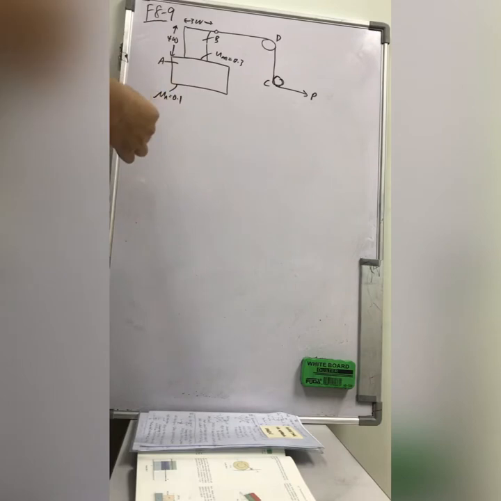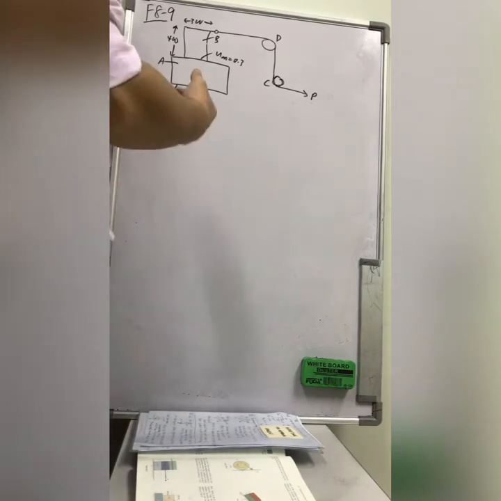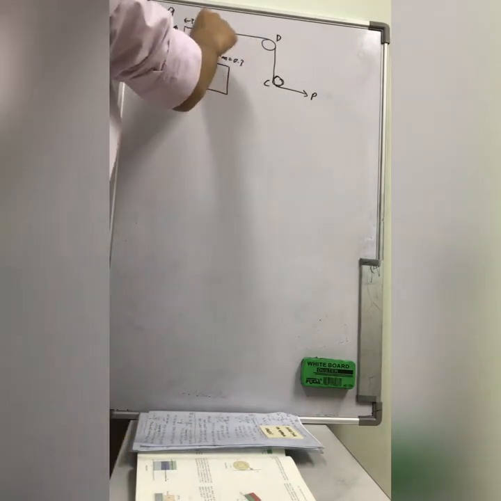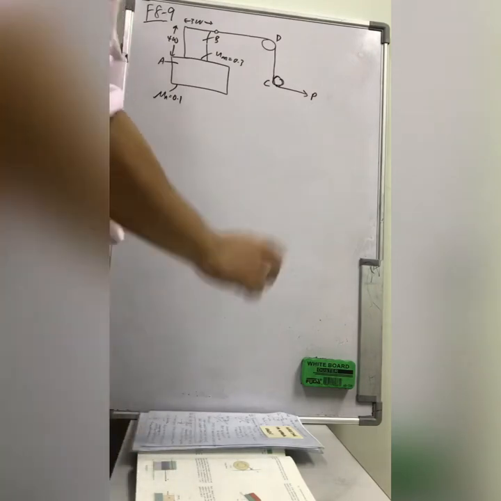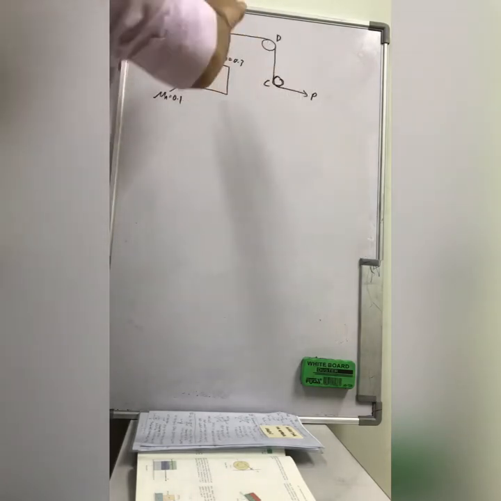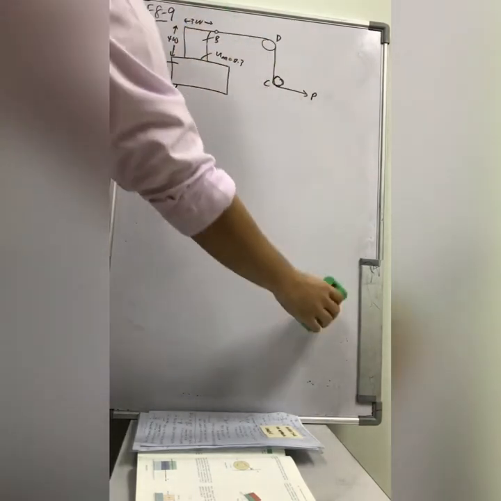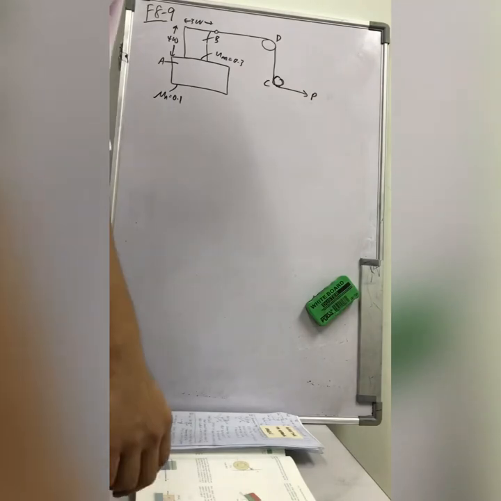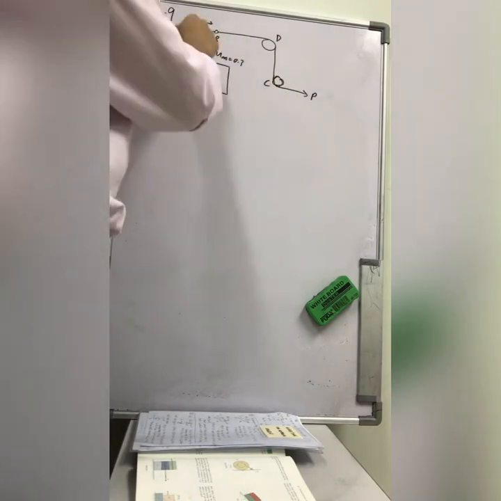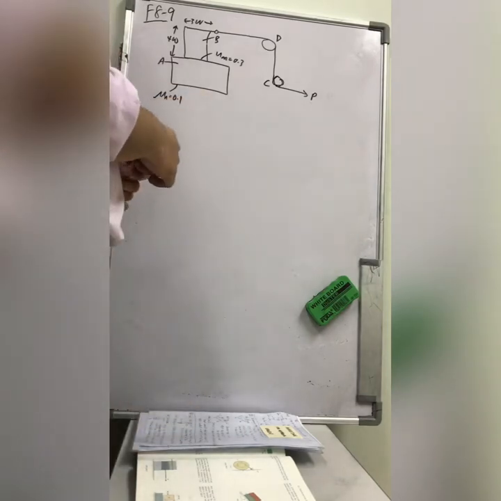So here, you have to realize there are three possible motions. The first one is block B slides on A. Block B slips on A. That's the first case. The second possibility, case number two, is that when you pull like this with load P, block B will tip on A. The third possibility is block A will slip on the ground together with block B. So we have to see which one of these three is the case.